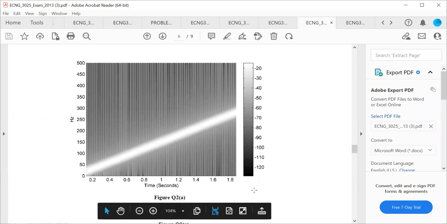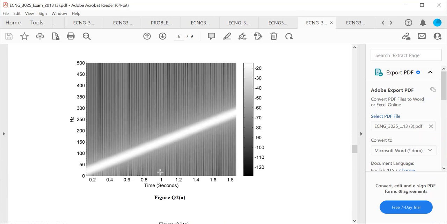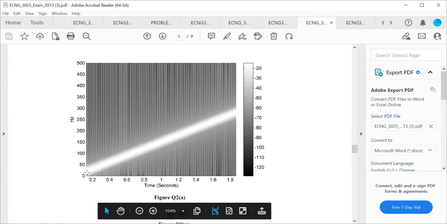So if I were to give you something like this, you notice that at time zero, the frequency is somewhere down here. At time 1 second, the frequency has gone up. At time 1.6 seconds, the frequency has gone up. So it seems that as time goes on, the frequency of this signal is increasing constantly, or in a linear relationship with time. So this is what the spectrogram is telling you.